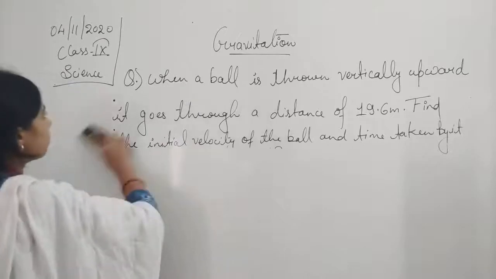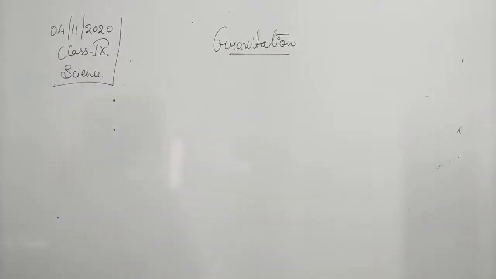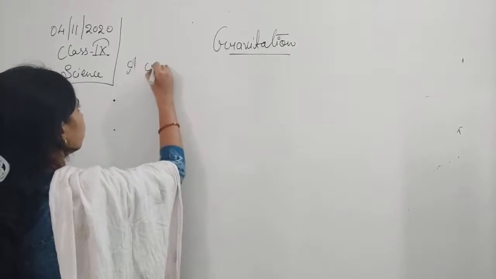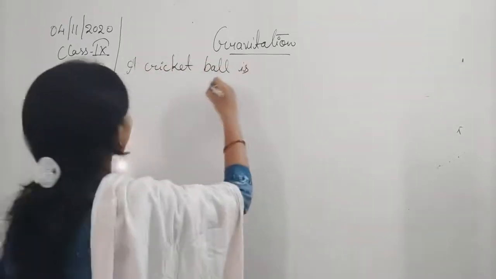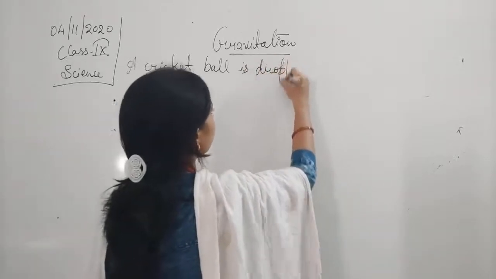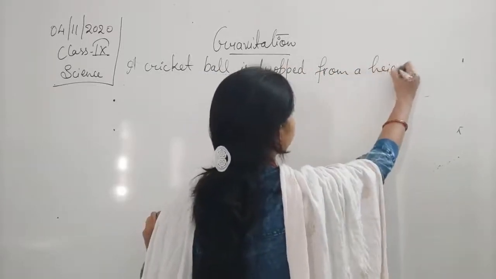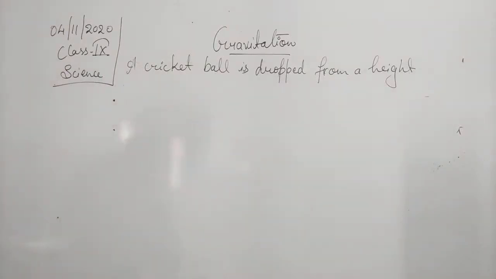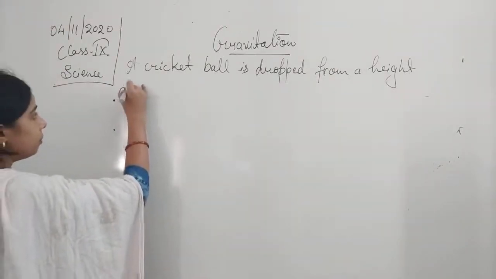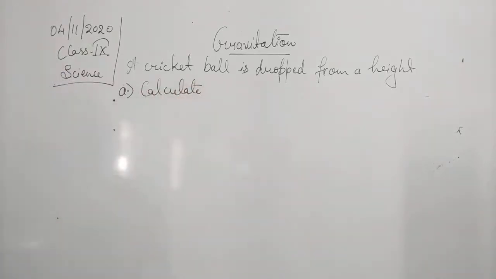And the next question is, you see, a cricket ball is dropped from a height. Now what do you have to find? A, calculate the speed of the ball.